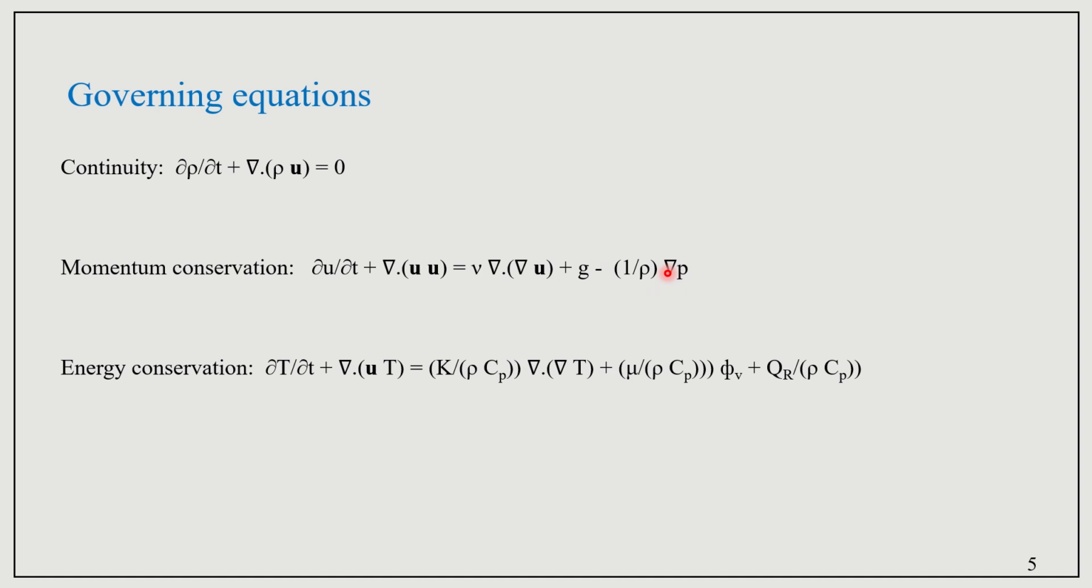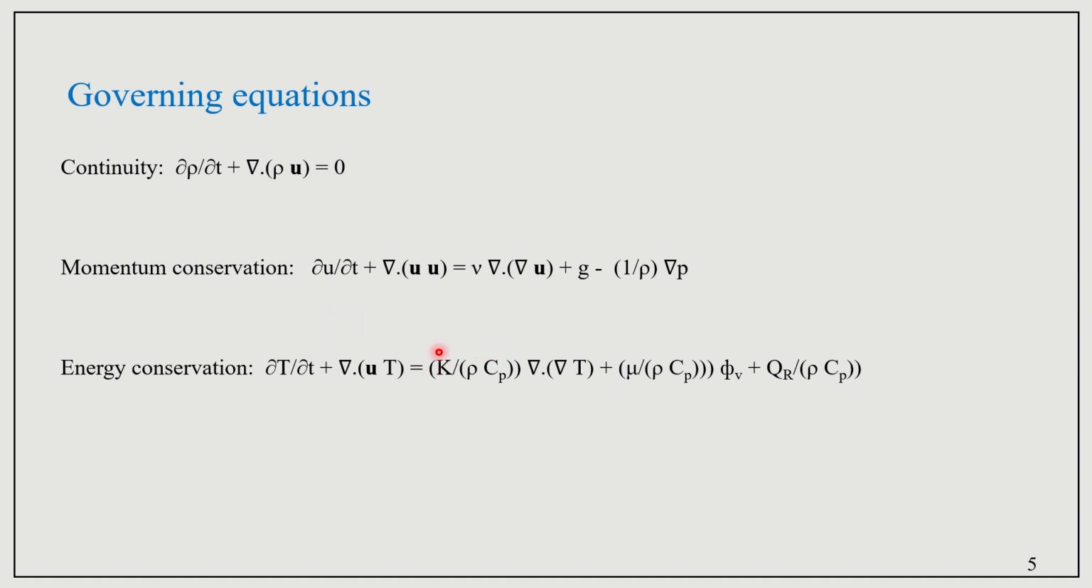And next comes the energy conservation equation. For that we have dou T by dou t plus del dot u into T equal to k by rho Cp into del dot del T plus mu by rho Cp into phi v plus Qr by rho Cp. Again here it is the rate of change of temperature with respect to time, and the change due to the convective term, and equal to k by rho Cp.